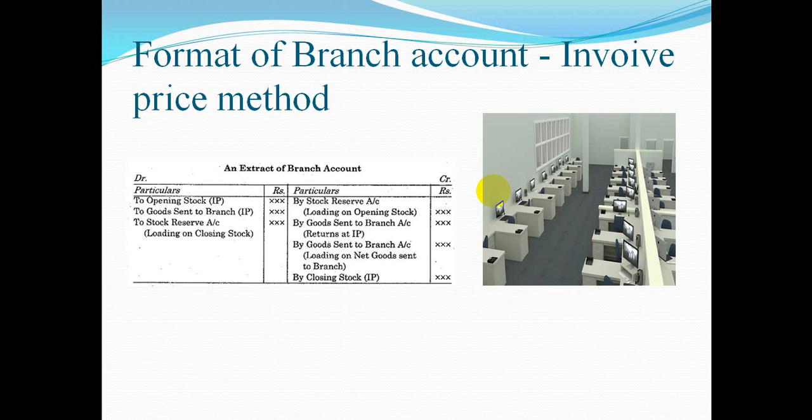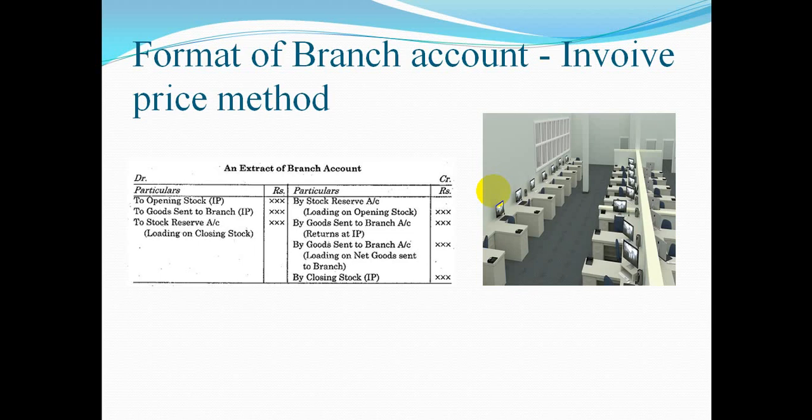So you can see the debit side, opening stock. You can see the credit side now. There it is mentioned: by stock reserve account, loading on opening stock. In this way we can do the loading of opening stock, closing stock, goods sent to branch and goods returned to head office. These 4 accounts will be affected by the loading.